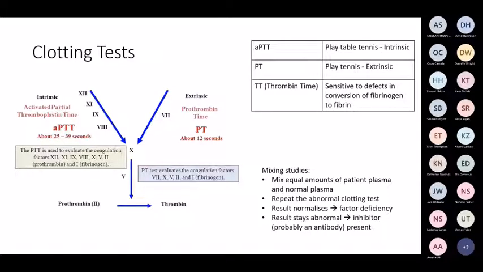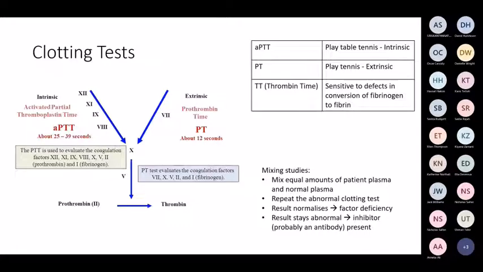And they kind of occasionally ask questions in GEP 1 about mixing studies, which are studies you can do to work out whether a patient is deficient in a factor or whether there's something inhibiting the process. So what you do is you mix equal amounts of the patient's plasma and some normal plasma, and then you repeat the abnormal test.